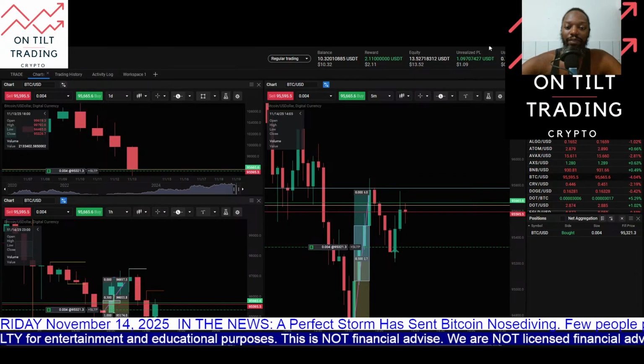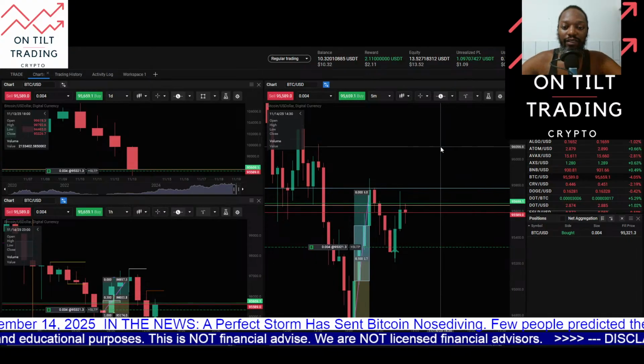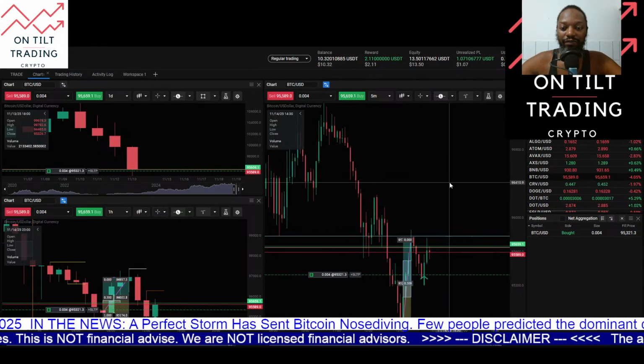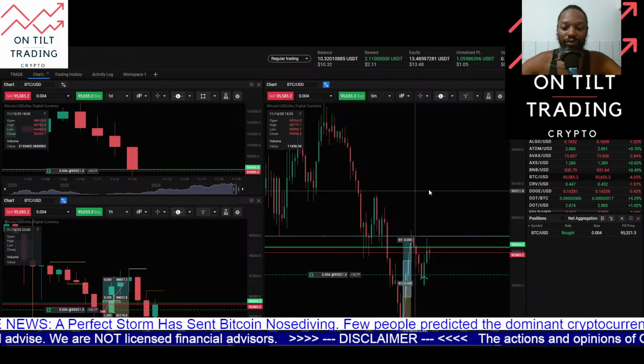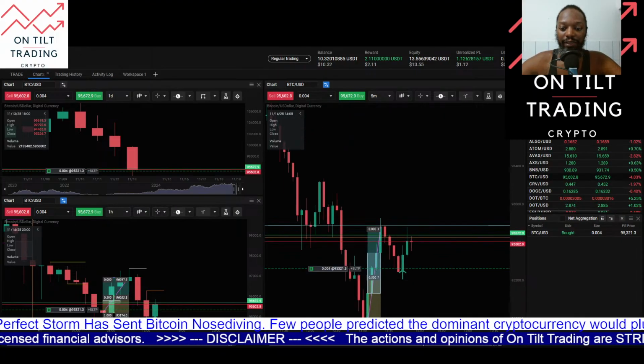Well, it doesn't seem that Bitcoin is in a rush to deliver to the buy side currently, but if all goes well, price action will continue to deliver to the buy side.